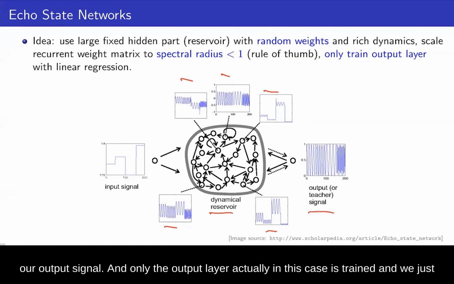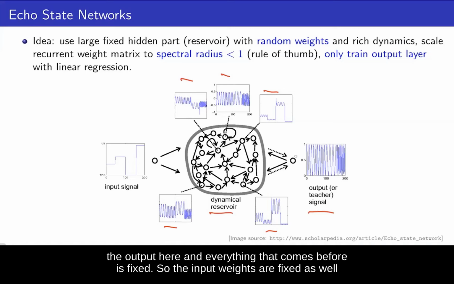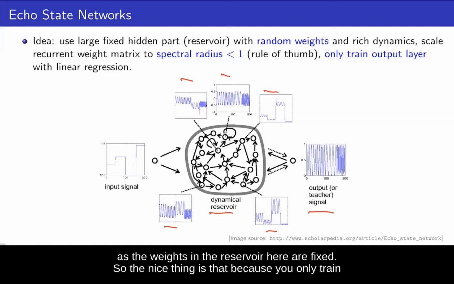And only the output layer actually in this case is trained, and we just use a linear regression. So you fix everything before the output layer. So only this part is the output here, and everything that comes before is fixed. So the input weights are fixed as well as the weights in the reservoir here.